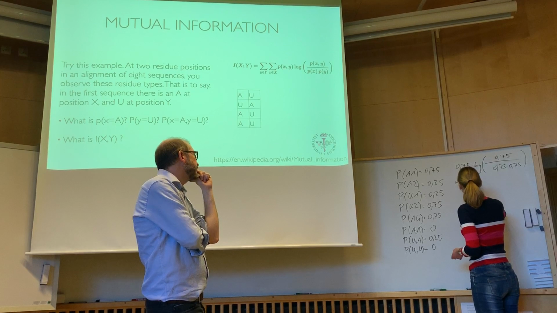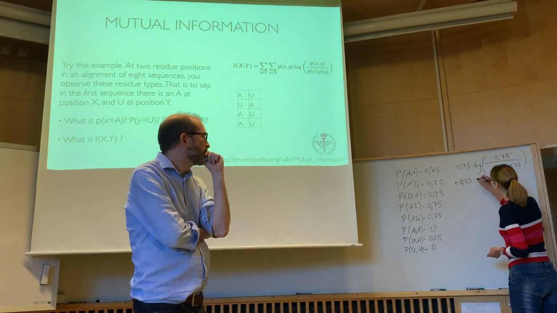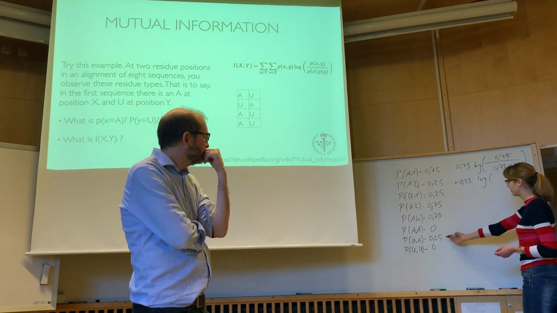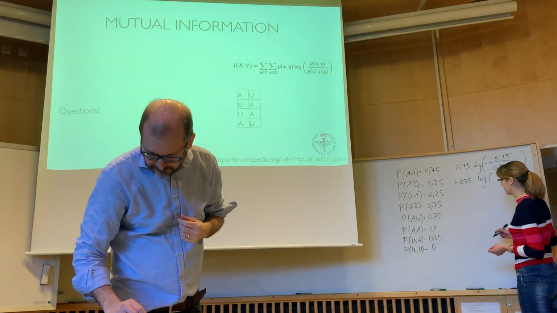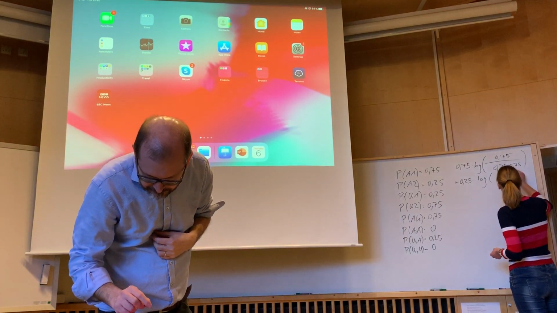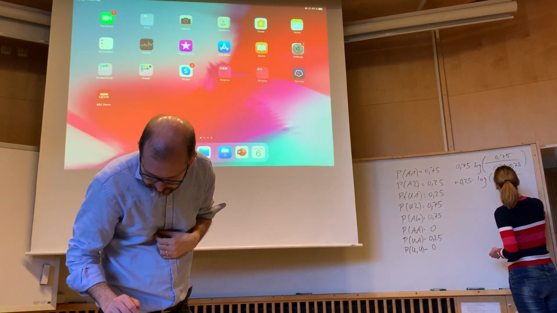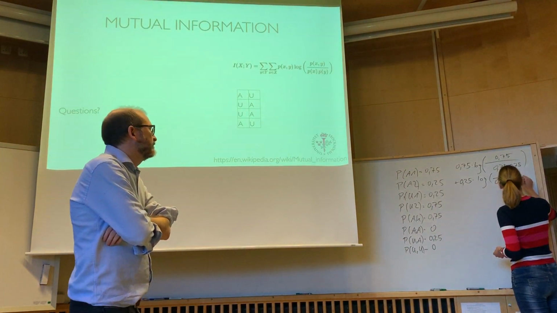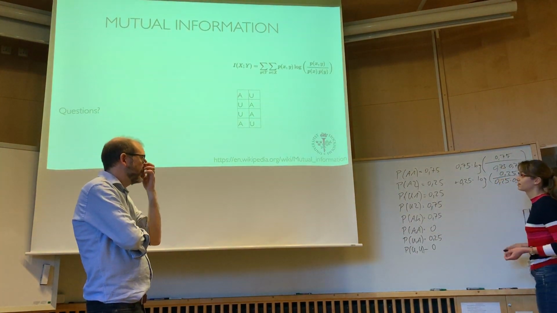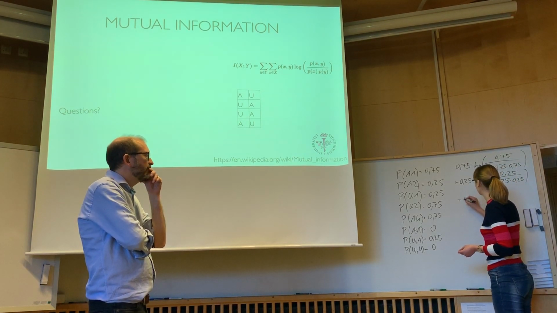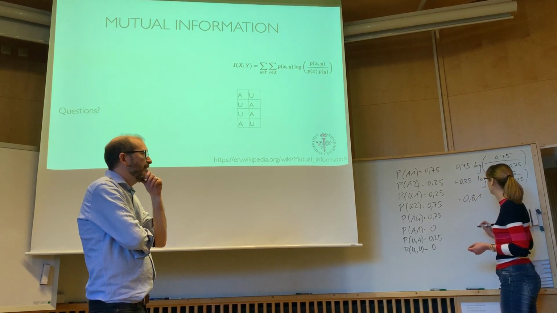So we have 0.25 times the logarithm, and now this time all the probabilities are 1/4. So it's 5 divided by... Yeah, so it comes out, but I think all together it was 0.81. Yeah, sounds right.